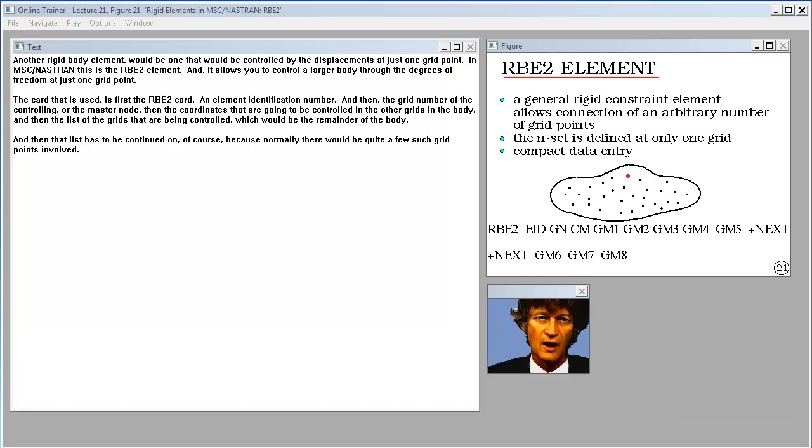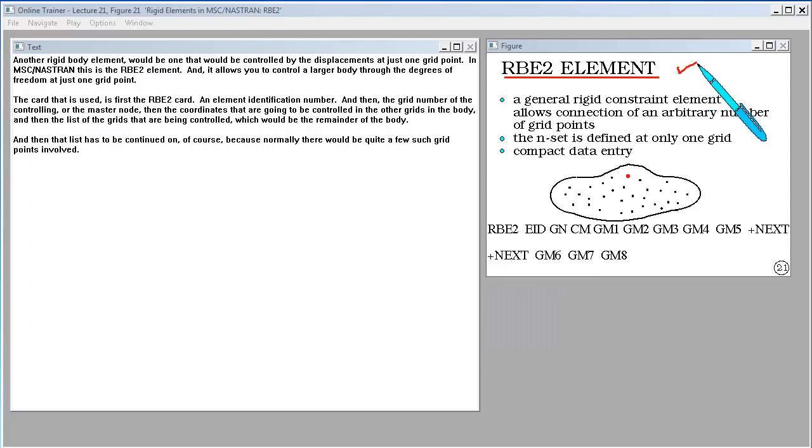Another rigid body element would be one that would be controlled by the displacements at just one grid point. In MSC Nastran, this is the RBE2 element, and it allows you to control a larger body through the degrees of freedom at just one grid point.